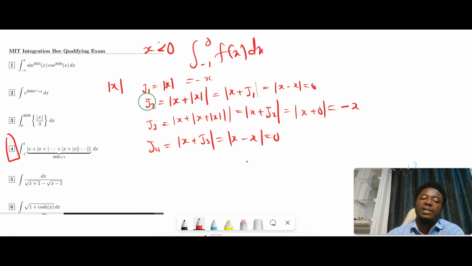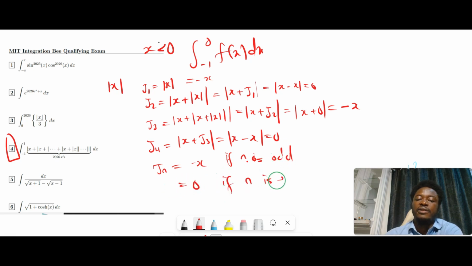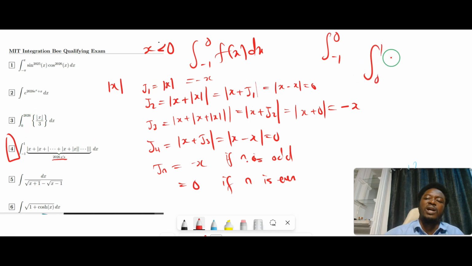So you notice a pattern here: so long as n is odd, j sub n would be negative x, and it will be 0 if n is even. So we have no business with the integral from -1 to 0, because in our case we have 2026 x's. So we only need to consider the integral from 0 to 1 of j sub n of x.